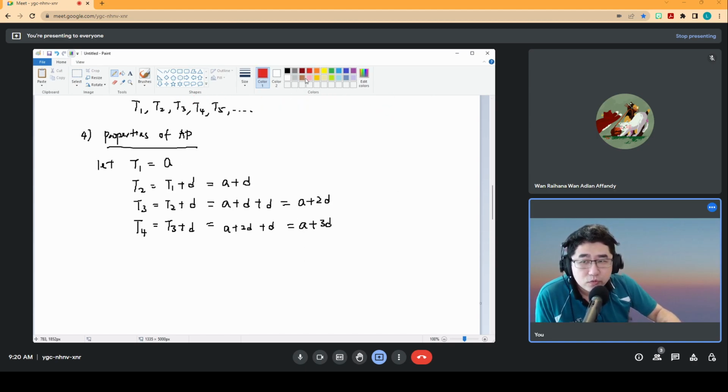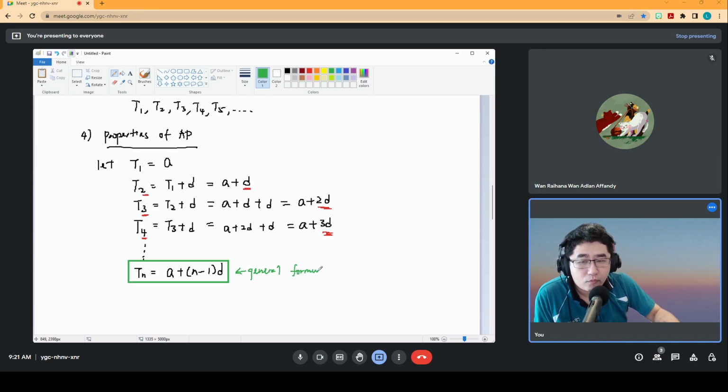But through observation, you observe that when it's 2, it gives you 1D. When it's 3, it gives you 2D. When it's 4, it gives you 3D. Therefore, if we want to generalize the formula, we realize that Tn, the value at the n position, will equal A plus (n minus 1)D. Do you agree? Yes. Therefore, we say this is the general formula of AP.